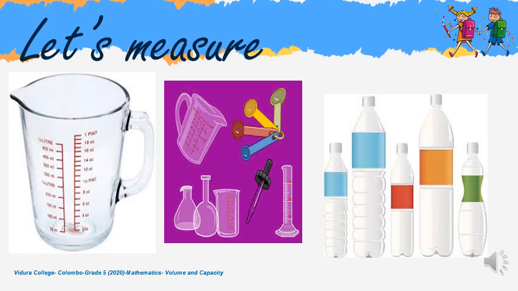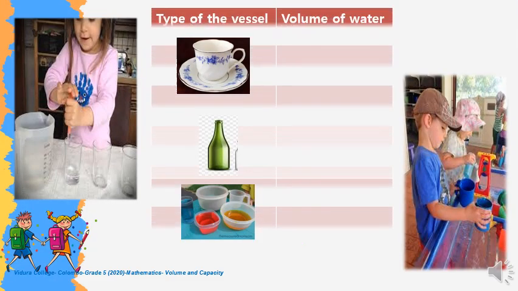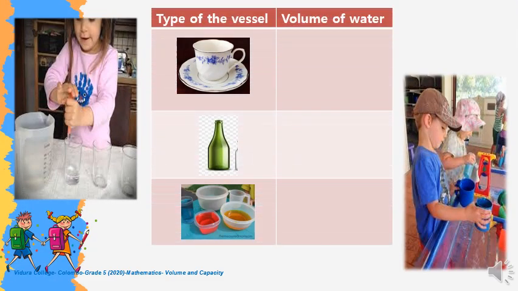Let's measure now. To measure liquids, we need measuring cups. If not, you can use 1 liter bottles. Now, you take a few vessels such as teacups, bottles or different containers. Measure water with the measuring cup and fill the vessels and record the volume required to fill your vessels in the given table. You can draw this table in your writing book.